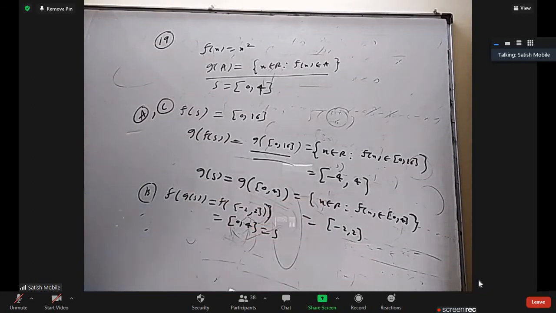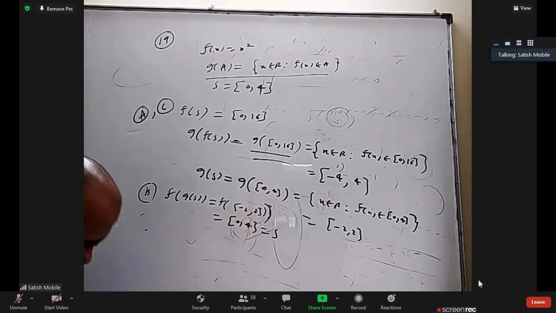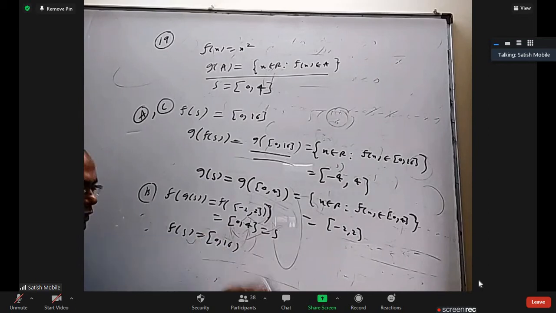G of s is -2 to 2. And s is 0 to 4. This is not 0 to 4. This is not this. So both A and C are not correct. Here only we can finish it, and both B and D together can be done here. F of g of s came s itself. If you take only f of s, you know it is 0 to 16. It is not equal.